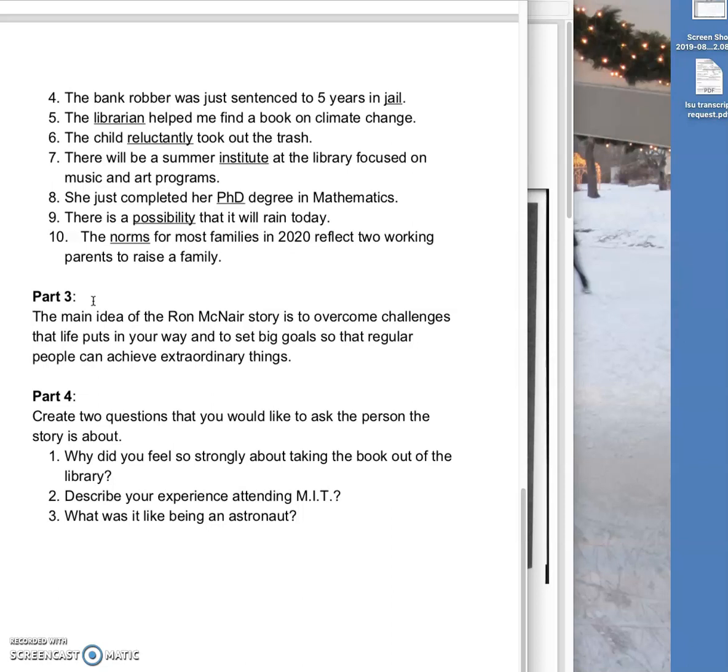The last part 4, it says create 2 questions. If you can create 3, 4, that's great, but at least 2. I provided 3. Number 1, this should say, why did he feel so strongly about taking the book out of the library? That was within the story. That was the first one.